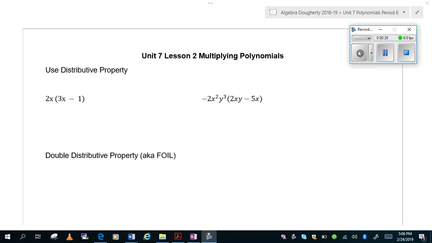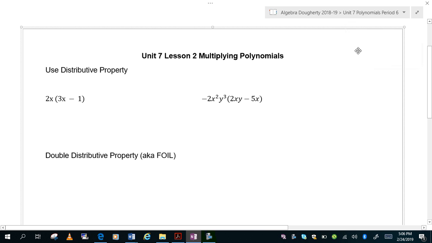First, we're going to use the distributive property, and we're going to multiply 2x times 3x minus 1. This should be a very simple review. I take the 2x and I multiply it by both terms, 3x minus 1. That's a binomial, as we know from yesterday's lesson. 2x times 3x gives us 6x squared because we add the exponents when we multiply terms with like variables. Then 2x times minus 1 is minus 2x.